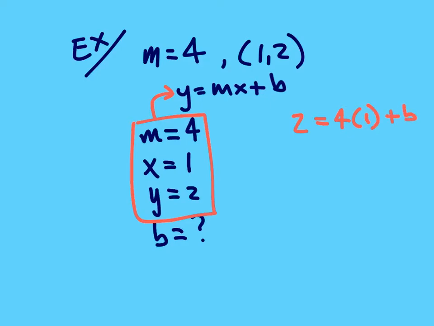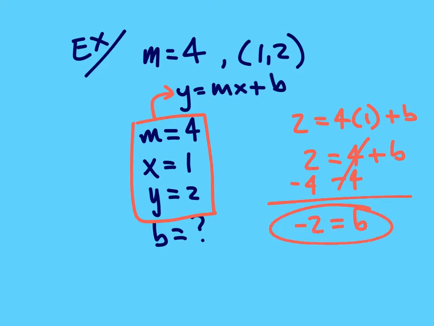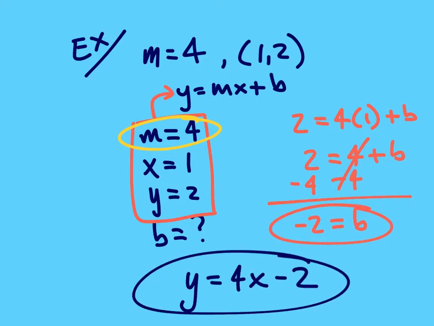And all I've done is just replace y with 2, replace m with 4, replace x with 1, and add the b, okay? And then I'm going to solve this equation for b. So I've got 2 is equal to 4 plus b. I'm going to subtract 4 from both sides, and I get -2 is equal to b, all right? So now that I have my y-intercept, now that I have my slope, I can write my equation y equals 4x minus 2 the same way that I had just before, okay? Let's look at another option.